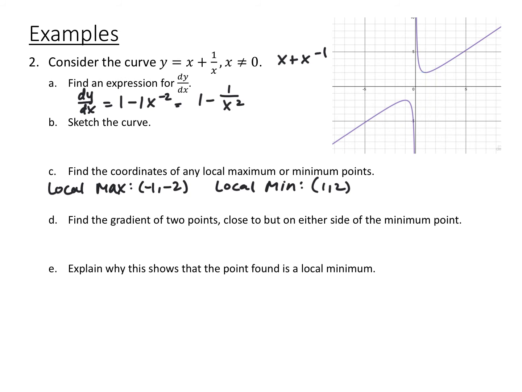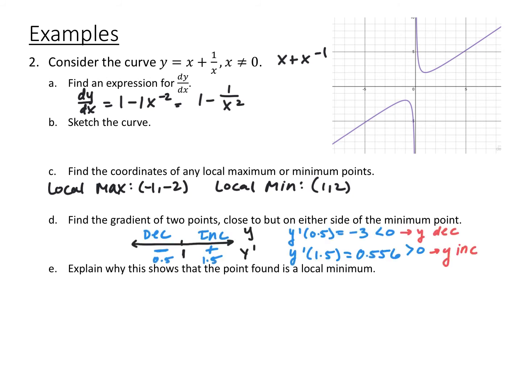Now what we want to do is find the gradient of 2 points close to but on either side of our minimum. So our local min was at x equals 1. So you want to pick a point that is slightly less than x equals 1, like x equals maybe 0.5, and something bigger than x equals 1, like 1.5, and find the gradient of those 2 points. So go ahead and pause the video and try that.